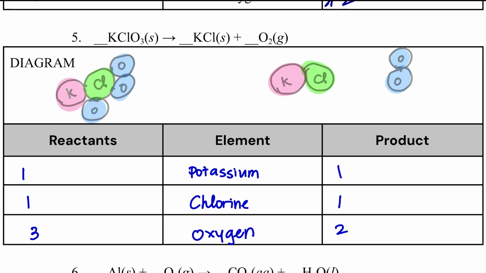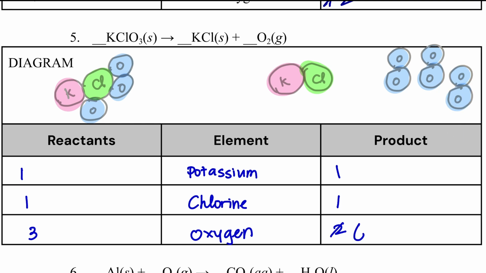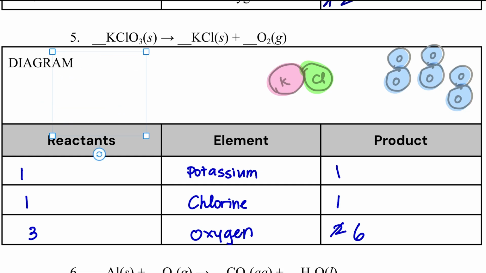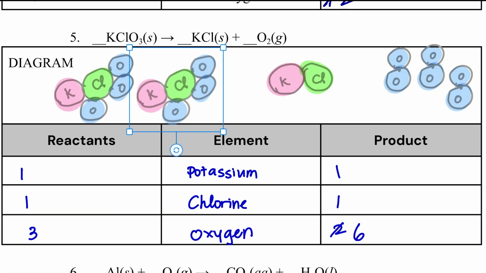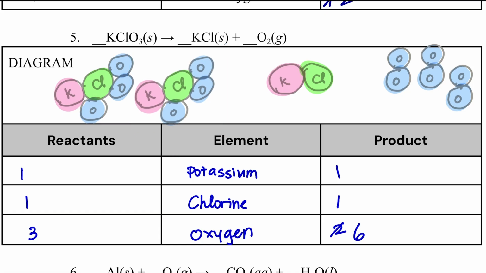And so what I think I'm going to do is go ahead and make my 2 oxygens 6, right? So now there's 4, and then that makes 6, because 2 and 3 have a lowest common multiple of 6. And so I'm going to take the potassium chlorate molecule here. I'm going to double it so that I can get that 6 oxygen. All right, and so now let's go ahead and take another inventory. I have 6 oxygen on both sides.